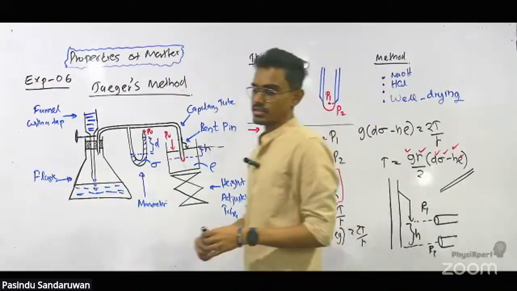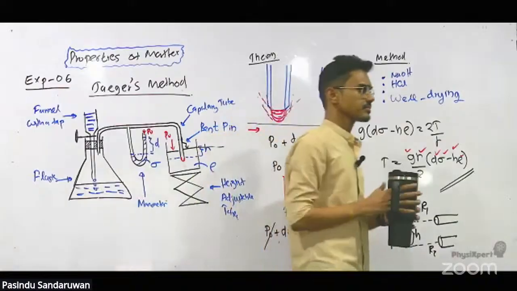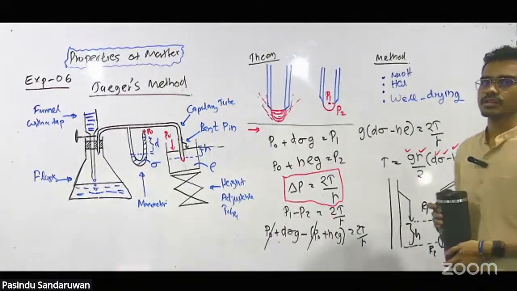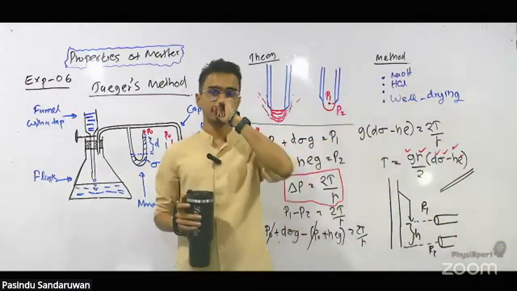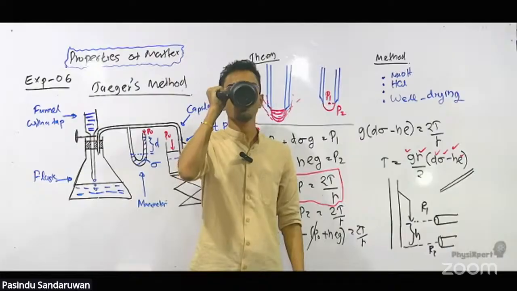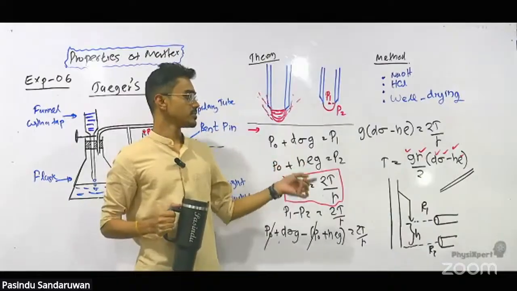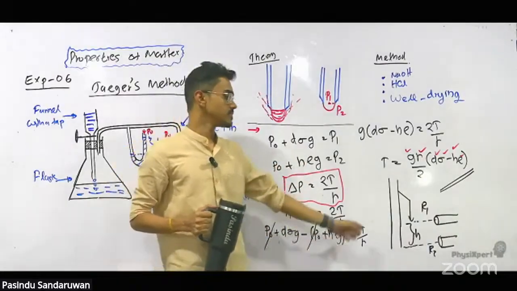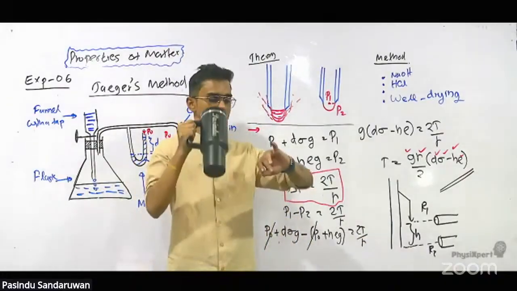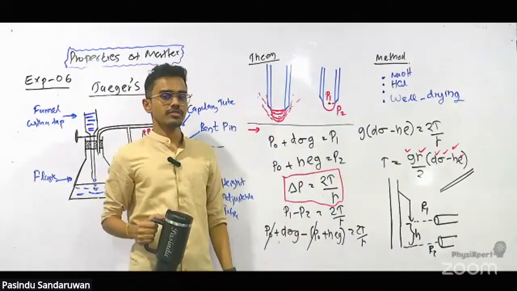Then remove the beaker. Remove the beaker. And focus the travelling microscope to the bottom of the bent pin and take the reading.